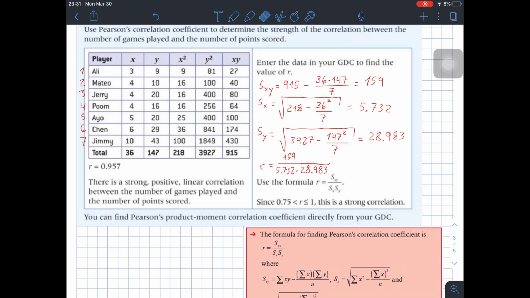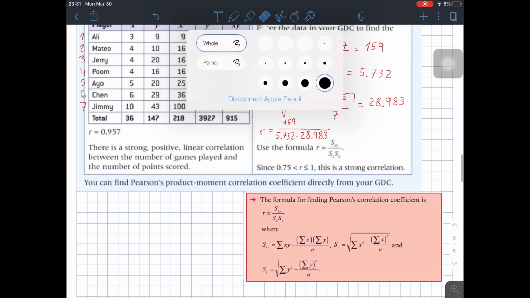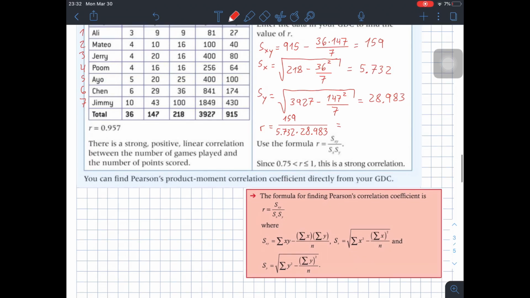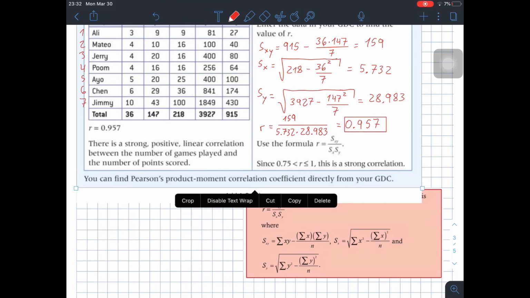it should give us, let me see, 159 over 5.732 times 28.983. This gives us 0.957, which is exactly the same result we got here.